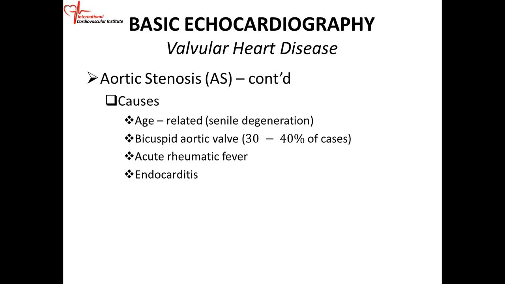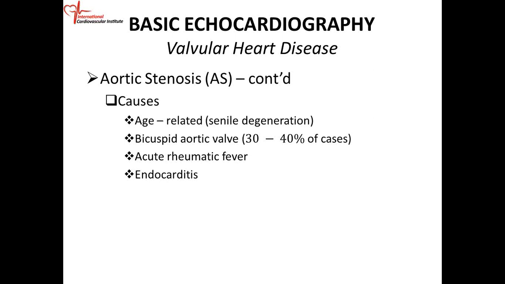Senile degeneration is usually age-related. Older individuals, in their 80s and 90s, will have senile degeneration of the aortic valve. The valves become calcified and restricted. Those patients usually are hypertensive as well, and they may have some other atherosclerotic disease process going on.